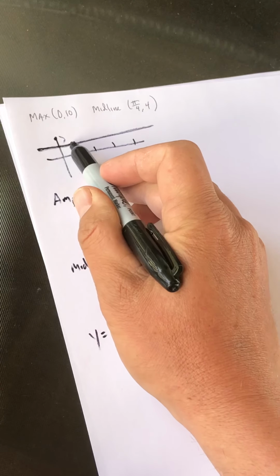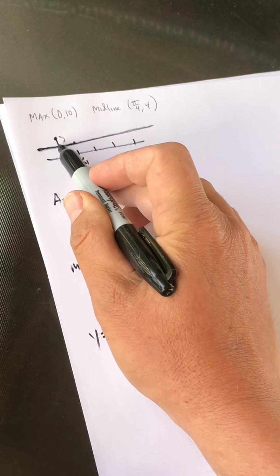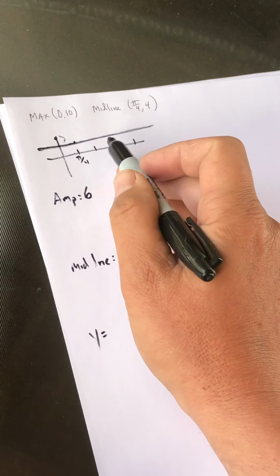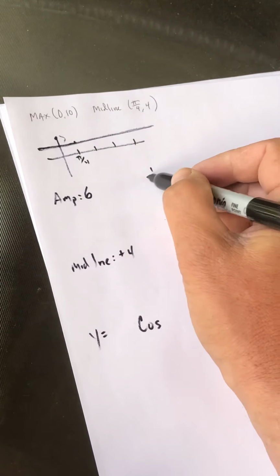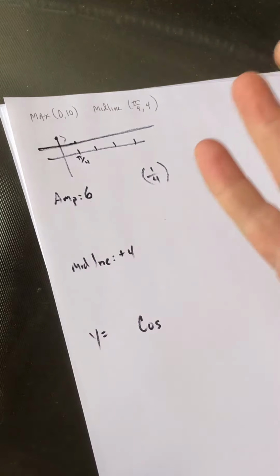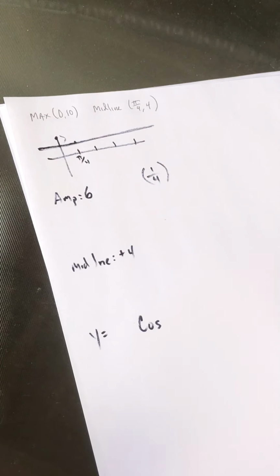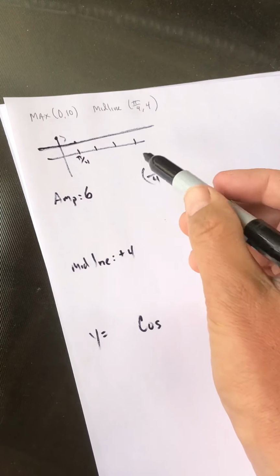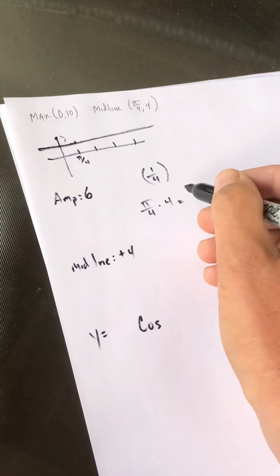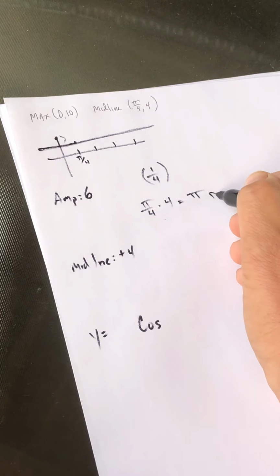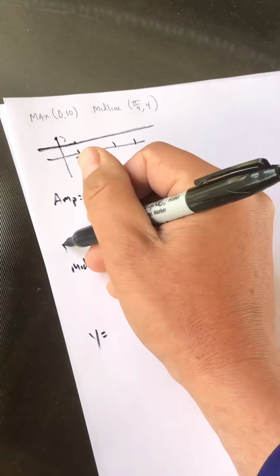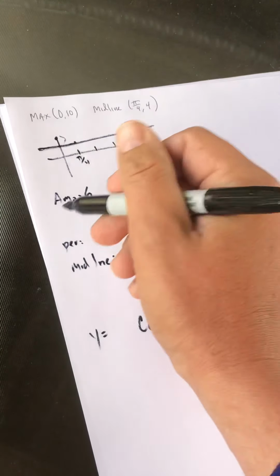This is 1/4 from your max to the midline, or your midline to the min, or your min to your midline is 1/4 of a cycle, right? So that means you're going to need 4 of them to complete the whole cycle or your period. So if I look, I see that that's 1/4. So I go 1/4 times 4, because that's complete. So that tells me the whole thing is pi. That is your period. How long it takes to complete one cycle. Pi.